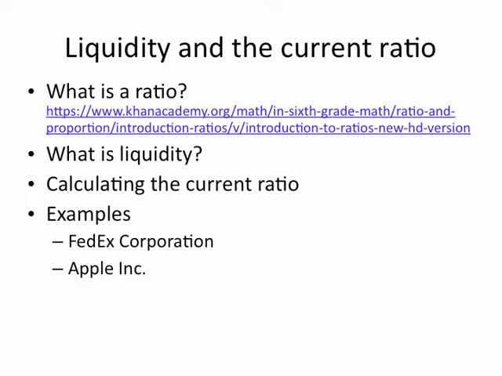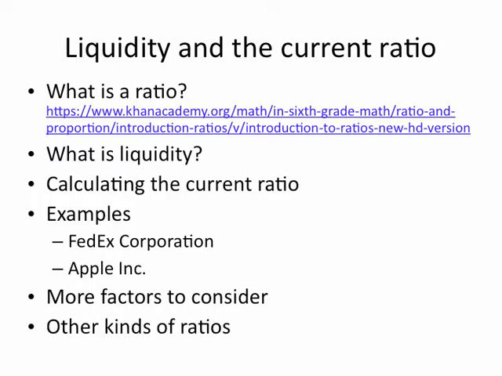We'll look at some examples of some real companies. I'll look at numbers from their balance sheets and calculate the current ratios for these two companies and see what that tells us about these companies' financial health. And we'll look at more factors to consider. Once you've calculated the current ratio, your work isn't done. There's more to consider than just that one number. And there are other kinds of ratios we could look at. We'll glance quickly at what some of those categories are.